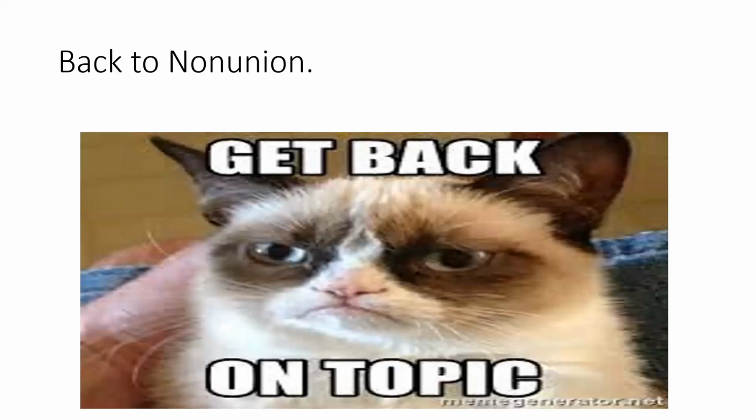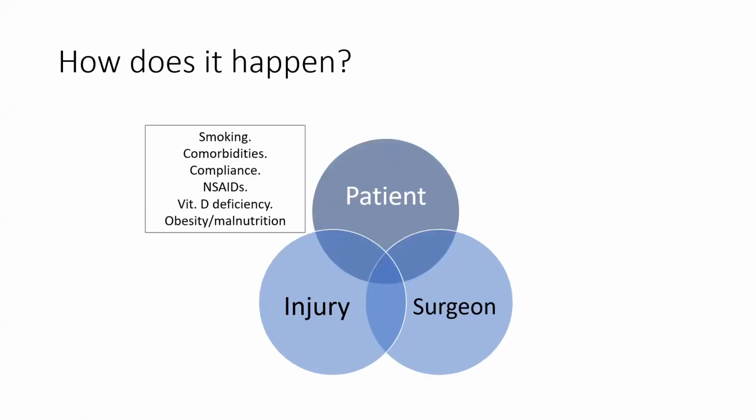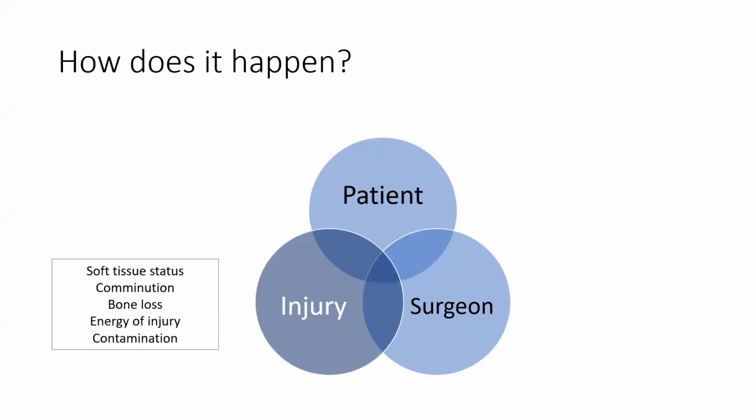Okay. Now back to non-union, okay? We talked about the points of how bone heals, what the rules are, how biomechanics is related to biology, and now we'll see how a non-union happens. So for non-union to happen, we need to study 3 factors: patient, injury, and surgeon. Patient factors like smoking, comorbidities, medications, vitamin deficiency, obesity or malnutrition. And then there are injury factors like soft tissue status, comminution, bone loss, energy of the injury itself, and contamination.